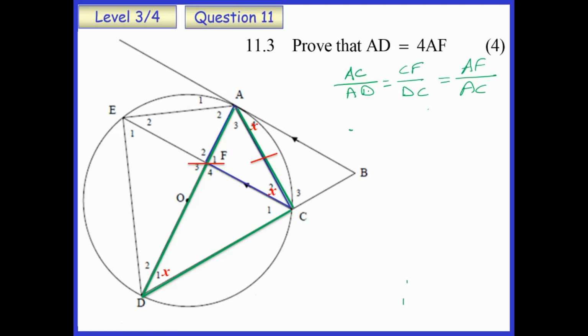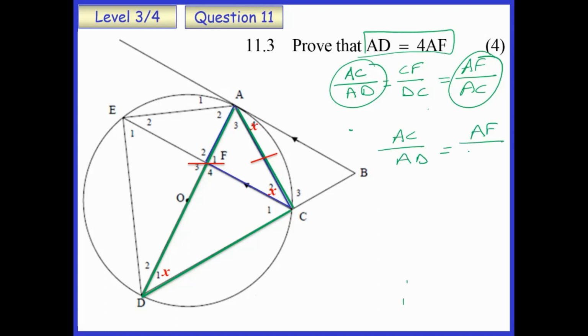All right. Now, the question is talking about showing AD is 4AF. So do we have any ratios that have an AD in it? Yes, sir. Do we have any ratios that have an AF in it? Yes, sir. So let's bring those two down. So we can make a statement: AC over AD is equal to AF over AC.